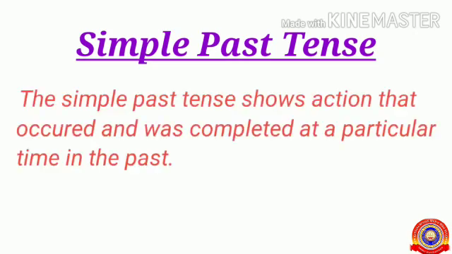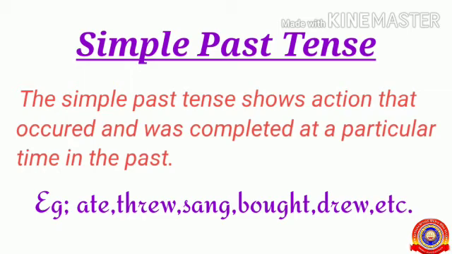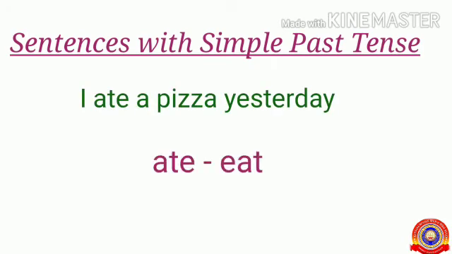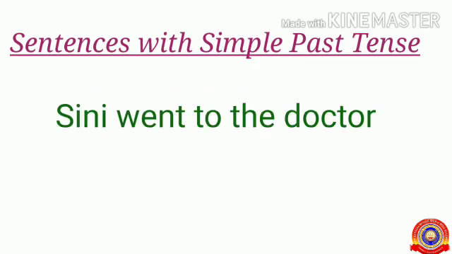Now, shall we know about simple past tense? The simple past tense shows an action that occurred and was completed at a particular time in the past. For example, ate, threw, sang, bought, drew, etc. Now let's go through the sentences with simple past tense. I ate a pizza yesterday. Ate is the past tense of eat.